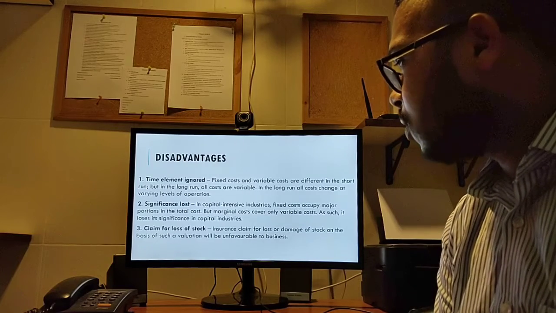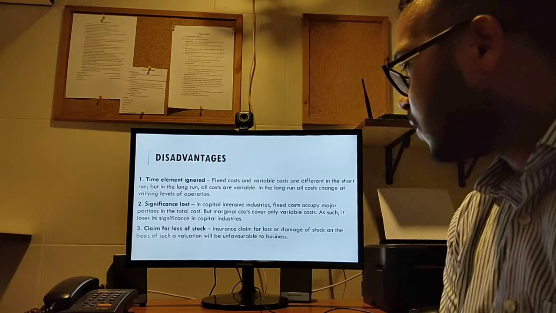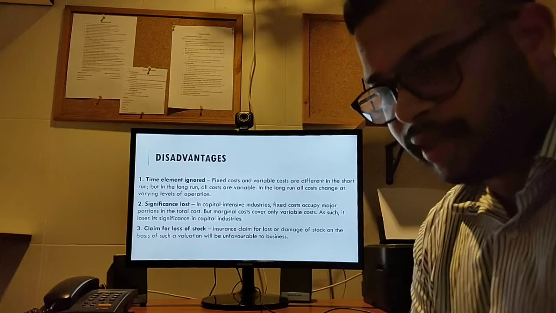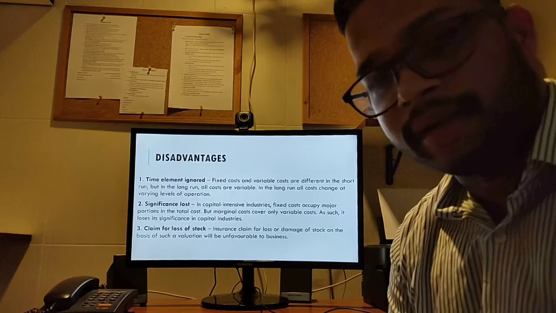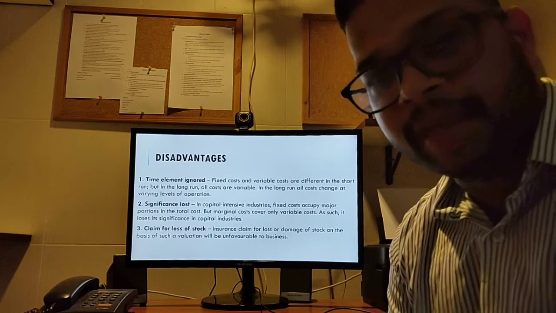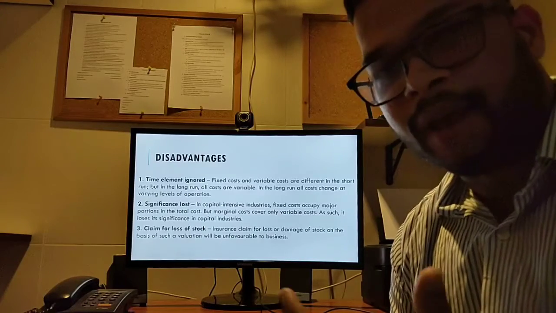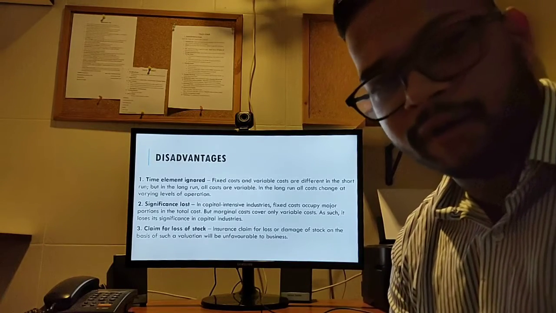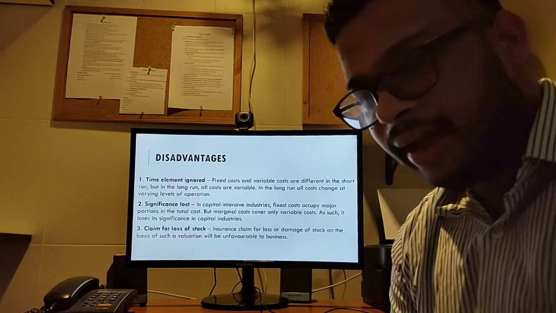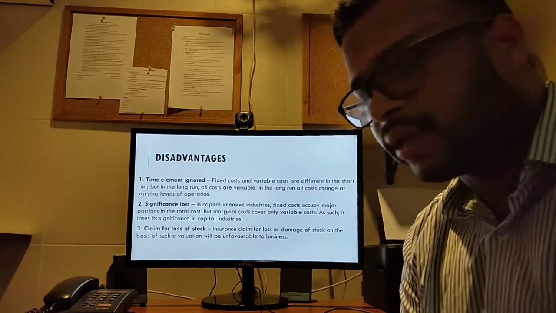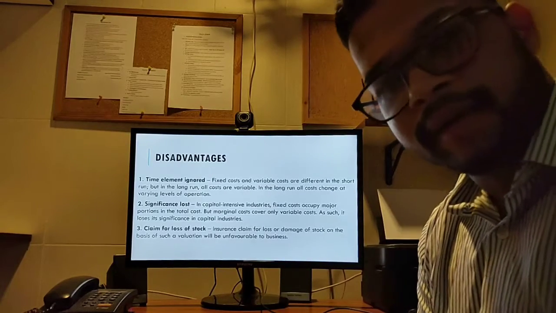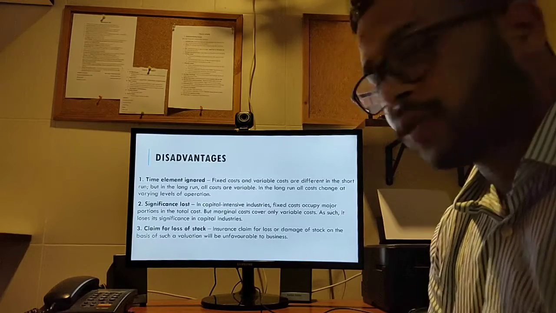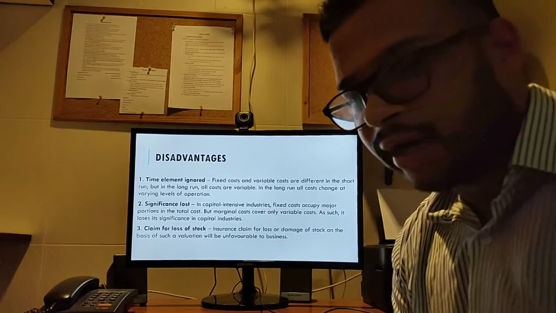Now the significance loss. Capital intensive industries are industries where you have a large amount of capital invested in the form of machinery. You have two types: capital intensive and labor intensive. Labor intensive is where you have a lot of human resource, and capital intensive is where you have a lot of machinery. So in industries with a lot of machinery, fixed costs occupy major portions of the total cost, because you hardly have labor and such.